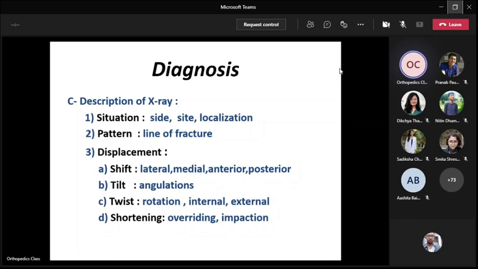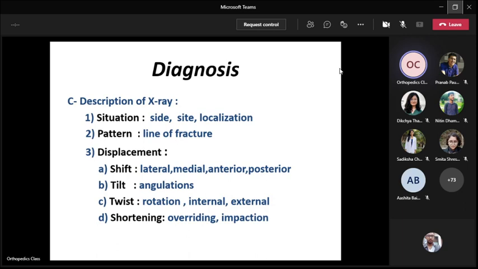Now, while asking again how to describe when the X-ray comes, you are allowed to read it. So first thing, what you have asked, this X-ray is of which side, right side or left side? What is the site which you have asked for? X-ray of the elbow or X-ray of the forearm or X-ray of the arm or X-ray of the leg? That is the site.